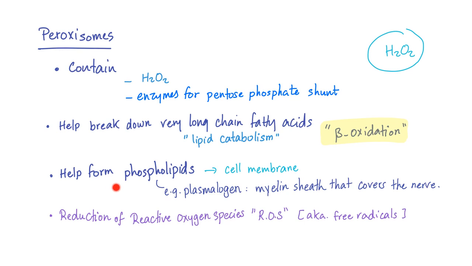Peroxisomes will aid in the synthesis of phospholipids, which are needed in the cell membrane. Of these phospholipids, also the plasmalogens help in the myelin sheath that covers the nerve. Peroxisomes will help in the reduction of reactive oxygen species, also known as free radicals.